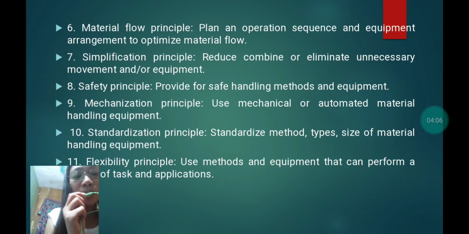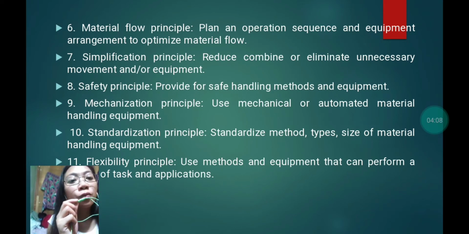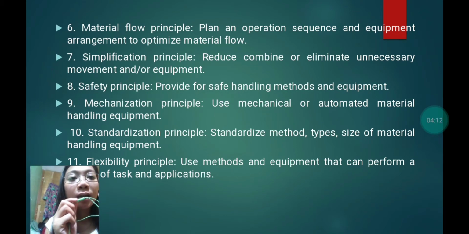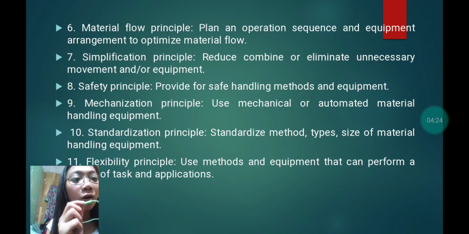7. Simplification principle. Reduce, combine, or eliminate unnecessary movement and or equipment. 8. Safety principle. Provide for safe handling methods and equipment. 9. Mechanization principle. Use mechanical or automated material handling equipment. And 10. Standardization principle. Standardize method, types, size of material handling equipment.